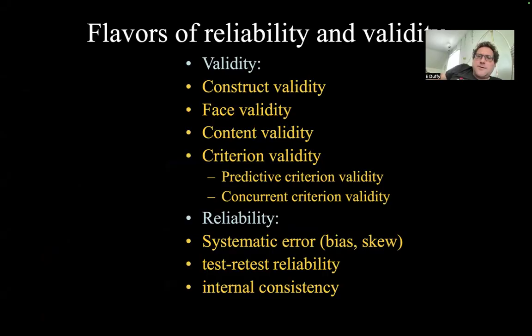So when we talk about validity, there are these different aspects: construct validity, face validity, content validity, criterion validity. And then with reliability, we have systematic error, test-retest reliability, and internal consistency. So we'll talk about each in turn.